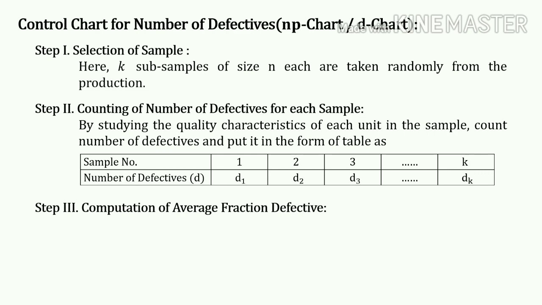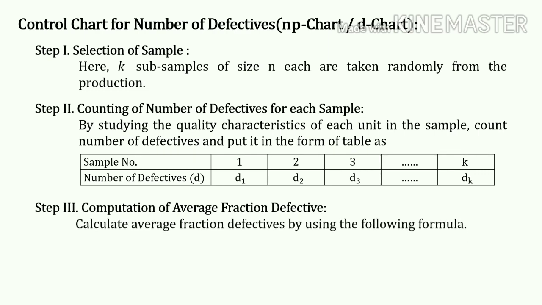Step 3. Computation of average fraction defective. In this step, we have to calculate average fraction defective by using the formula p bar is equal to summation Di divided by summation n, that is the sum of all number of defectives over all samples divided by the total number of units inspected over all samples.